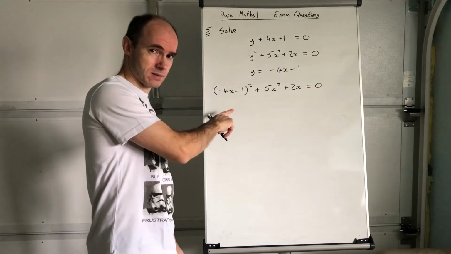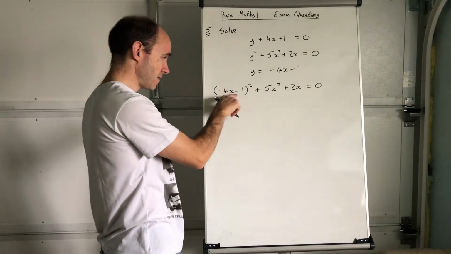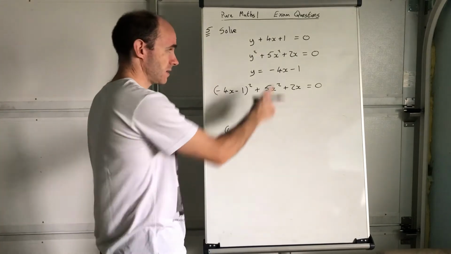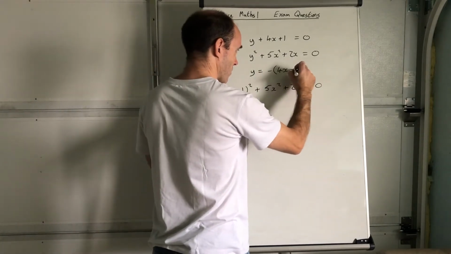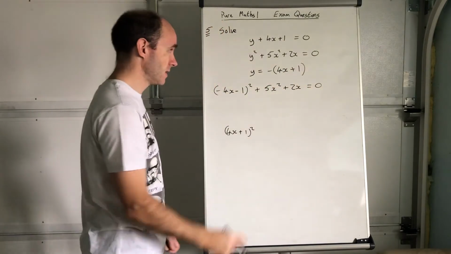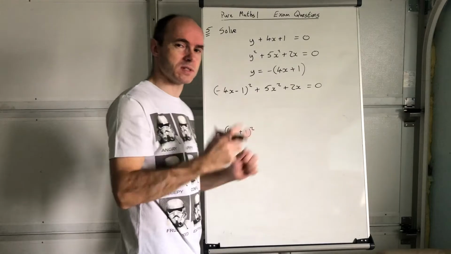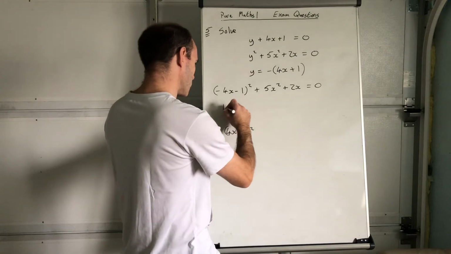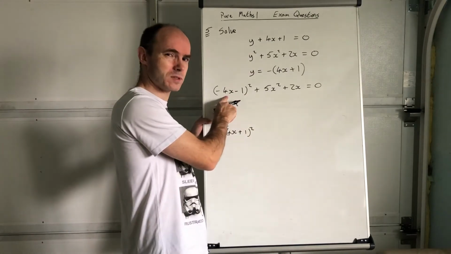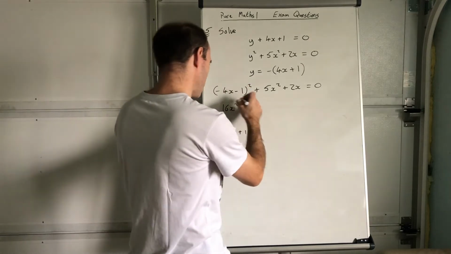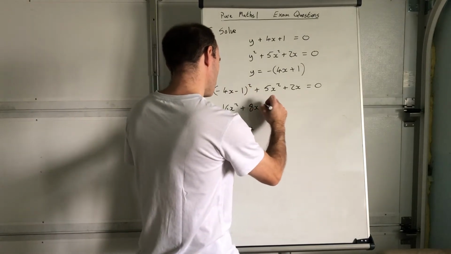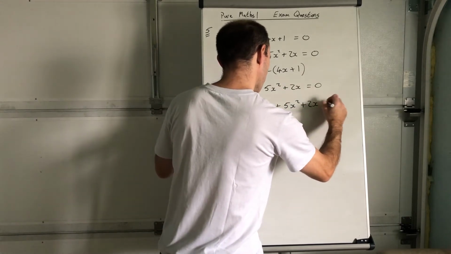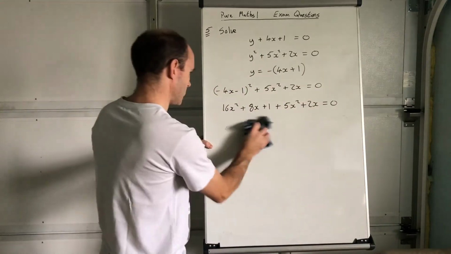Now you should realise, even though you might not have thought about it, that that is the same as this, because it's all negative. All I'm going to do is rewrite that as (4x plus 1), like that. It's the same thing, isn't it? When you square a negative value, it just becomes positive. So when you expand the brackets there, just think of it as (4x plus 1) squared. So you've got 16x squared, don't forget to do 4 squared as well as the x squared. And then you're going to have plus 8x plus 1, and then plus 5x squared plus 2x is equal to 0. And then we'll just simplify it a bit more.